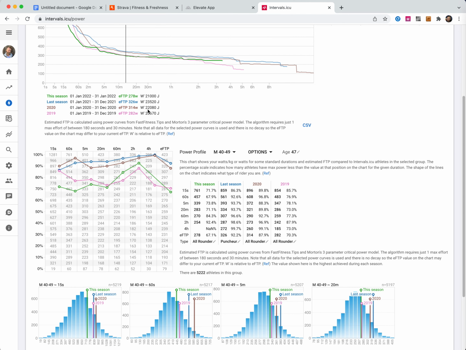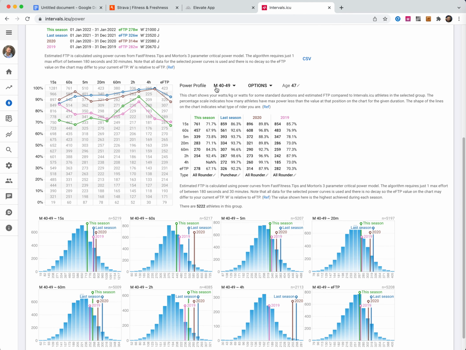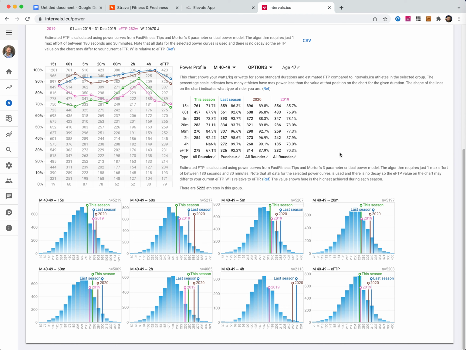Who the hell knows? Well, within Intervals.icu, you can compare your peak power across different time frames against other people from all the data that they've got, right? So comparing my data to other 40 to 49-year-old males, I can see, all right, this season I haven't done any 4-hour rides yet, but my best 2-hour power was 254. Oh, okay. 92.4 percentile of comparable males.